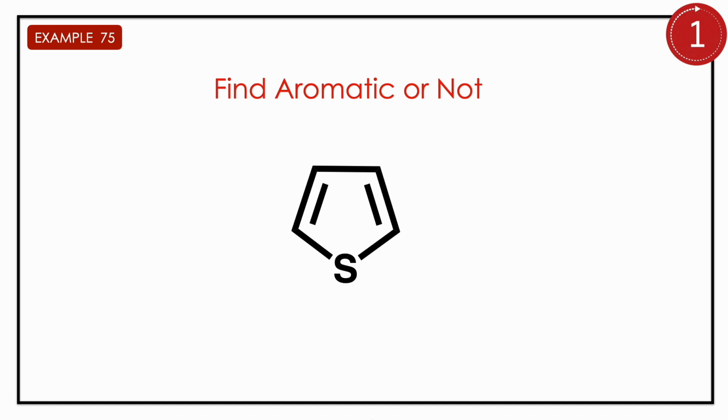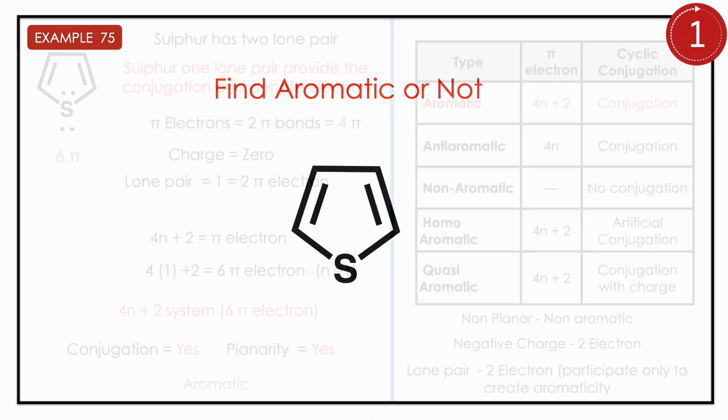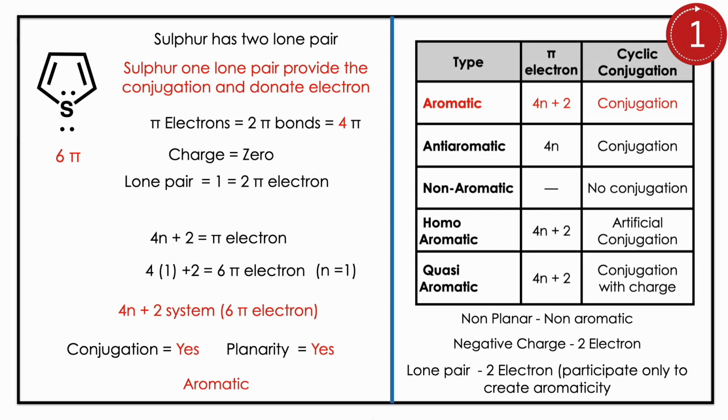Then the next example you have thiophene, which is a 5-member system with sulfur and 2 pi bonds. We should find whether the compound is aromatic or not. Here you have sulfur. Sulfur has 2 lone pairs. The lone pair can help to create the aromaticity, but only one should participate. So 1 lone pair participates to help with delocalization and conjugation. So totally 6 pi electrons.